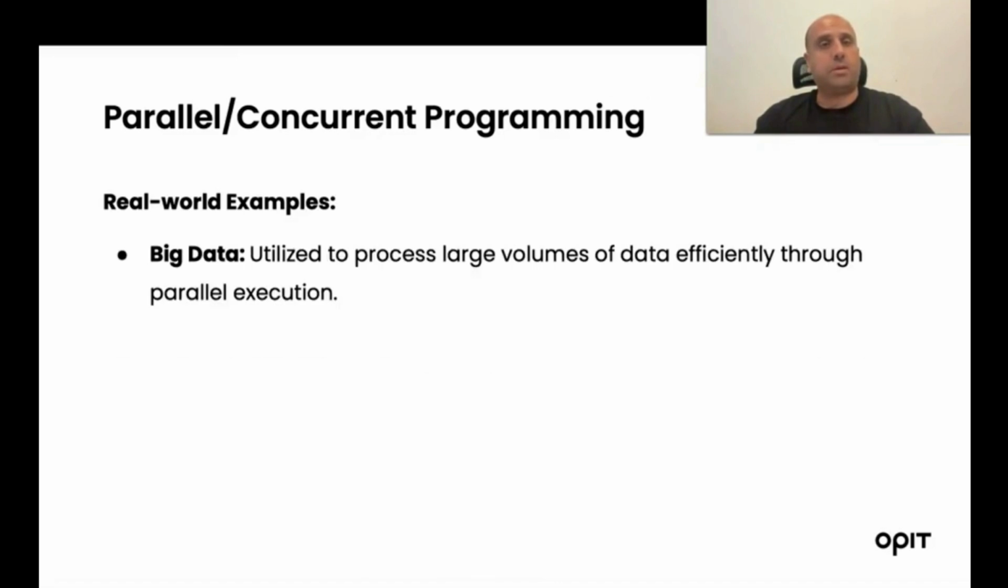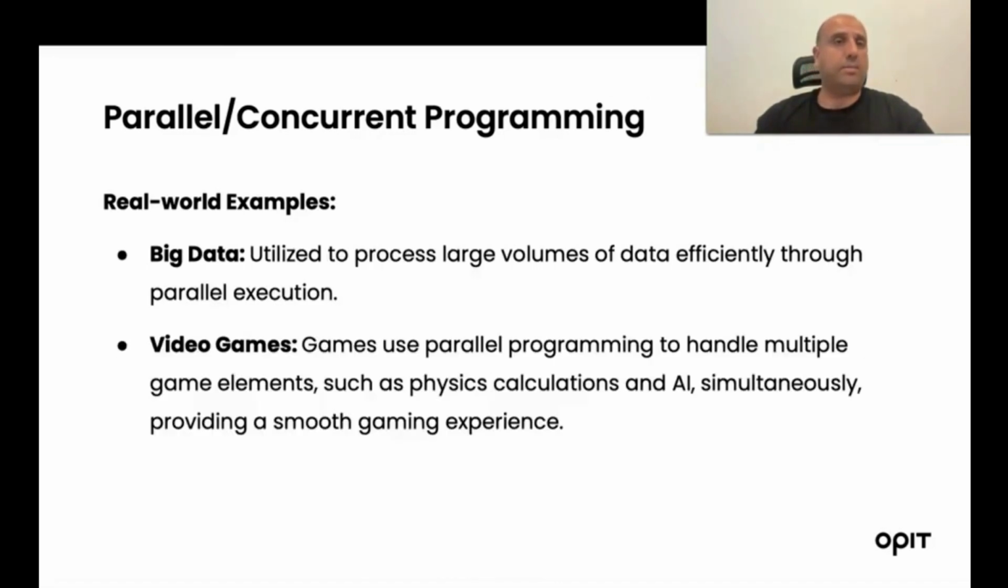Some real-world examples: big data and video games. In big data, it's utilized to process large amounts of data efficiently through parallel execution, and in video games, games use parallel programming to handle multiple game elements like physics calculation and AI, which will provide a simultaneous, smooth gaming experience.